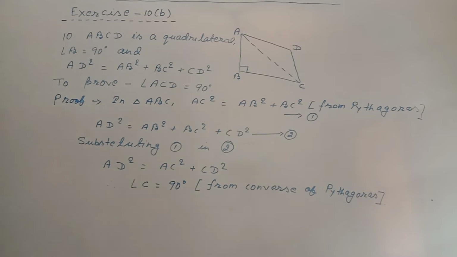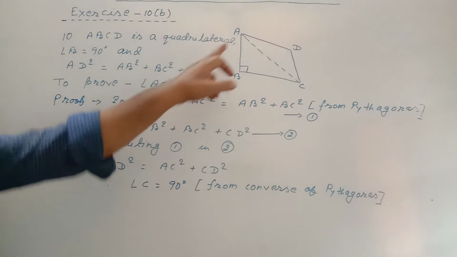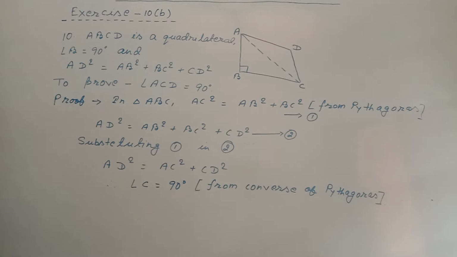In question number 10, the question is, in a quadrilateral ABCD, angle B is 90 degree and AD square equal to AB square plus BC square plus CD square. Prove that angle ACD is 90 degree. This is the quadrilateral ABCD. I have joined AC.